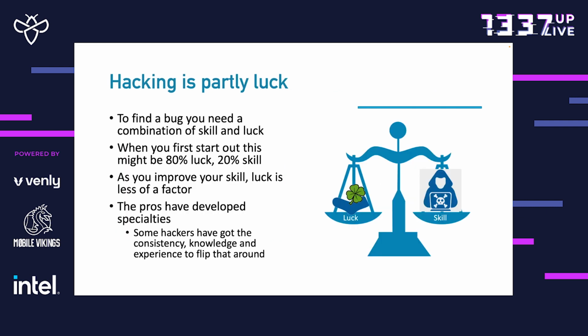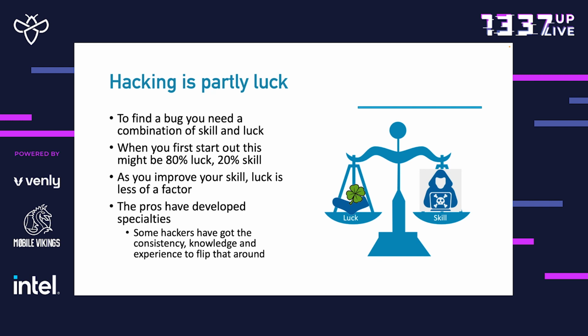And just to validate how I think a lot of people feel, hacking is partly luck. To find a bug, you need a combination of both skill and luck. And when you first start out, you're very much focusing on that luck element, like finding a part of it that isn't widely used, or finding something that isn't properly configured with the web application firewall, for example. But as you improve, luck is less of a factor.